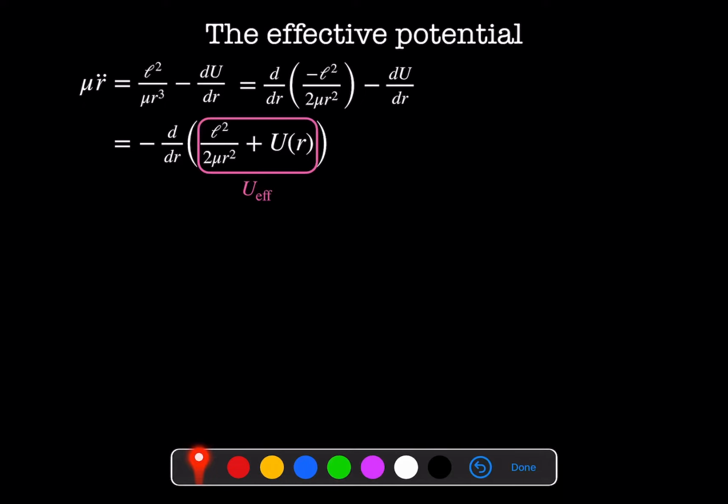This looks like we've got some extra potential that our particle is moving through. This is a little bit like a fictitious centrifugal force felt when you're in an accelerating reference frame.